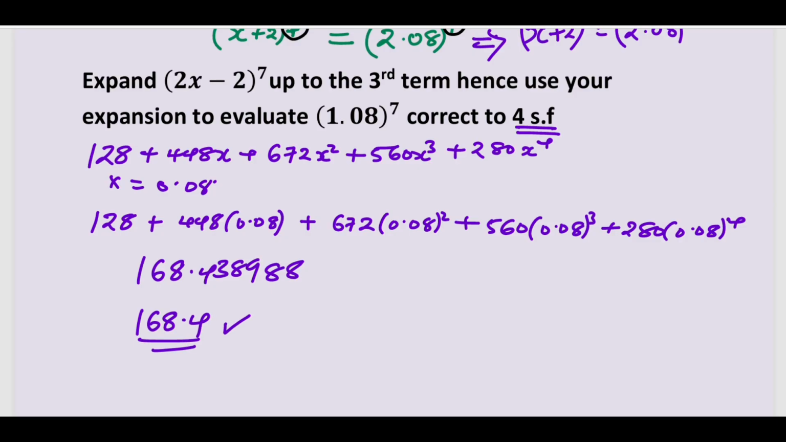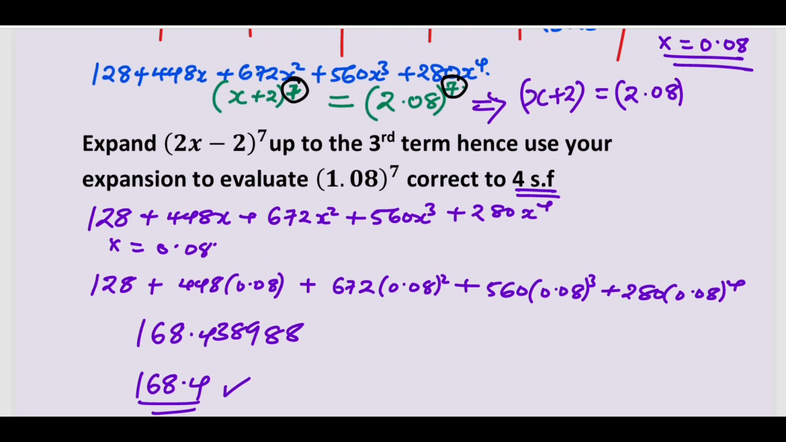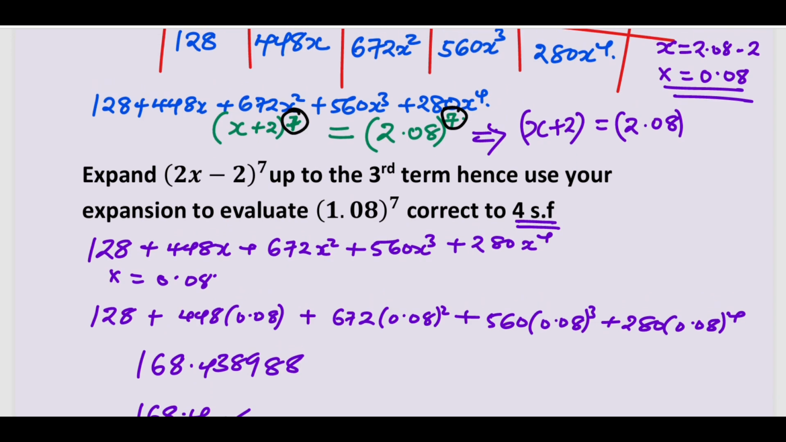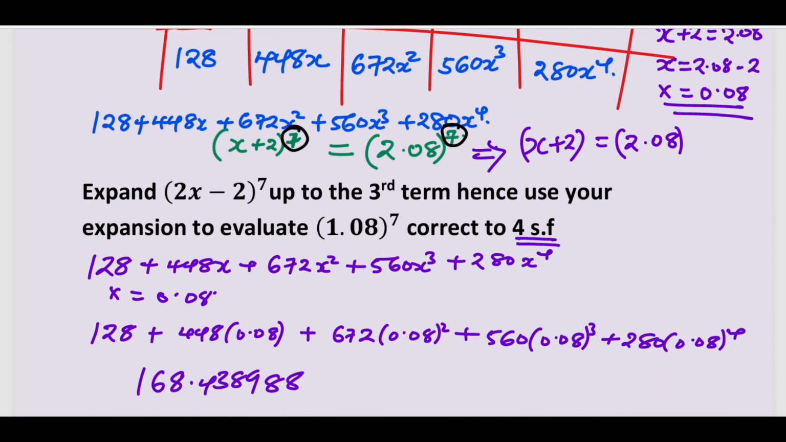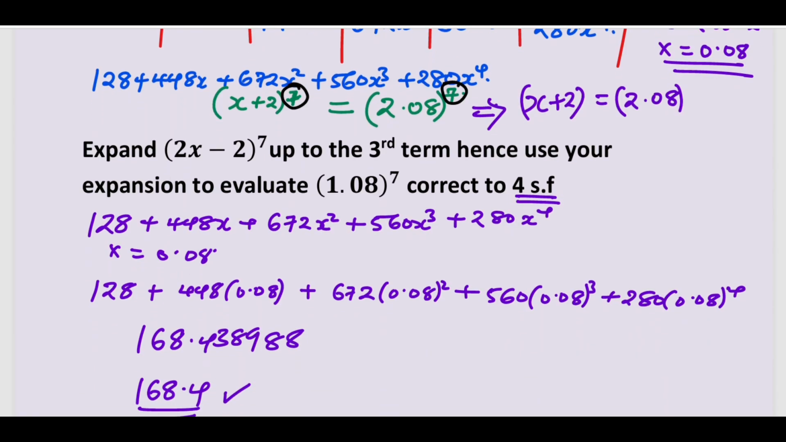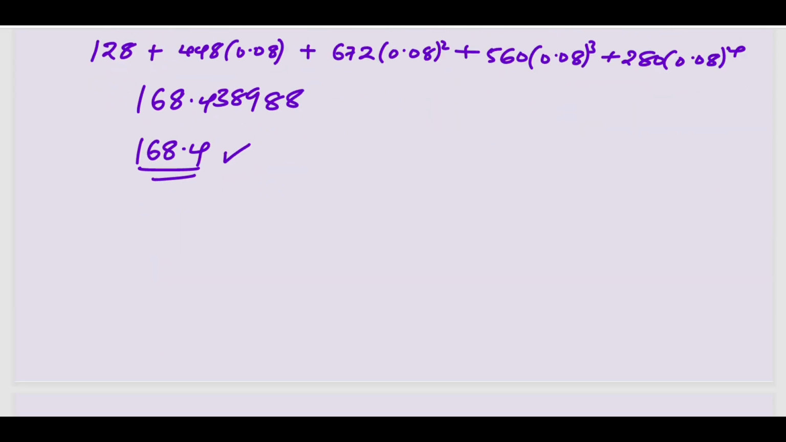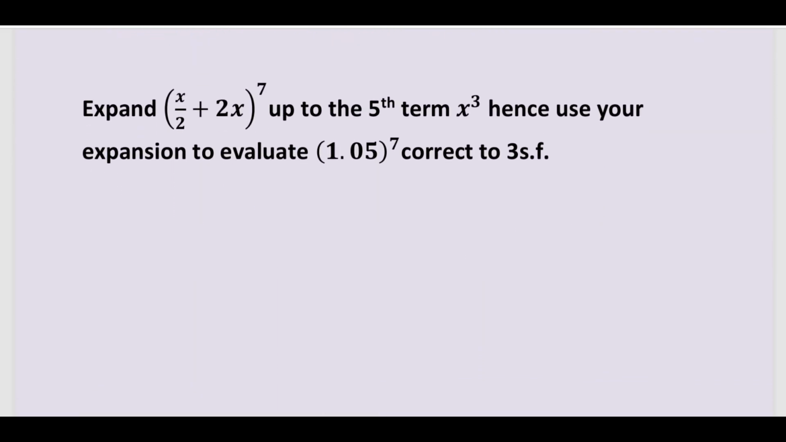So I hope you have understood how we are applying the expansion to answer the question. The first step is to do what? First of all, expand according to what you are told. After expansion, equate both sides, drop the powers, find the value of x, then replace in the entire expansion, and the calculator will always save you at that point.